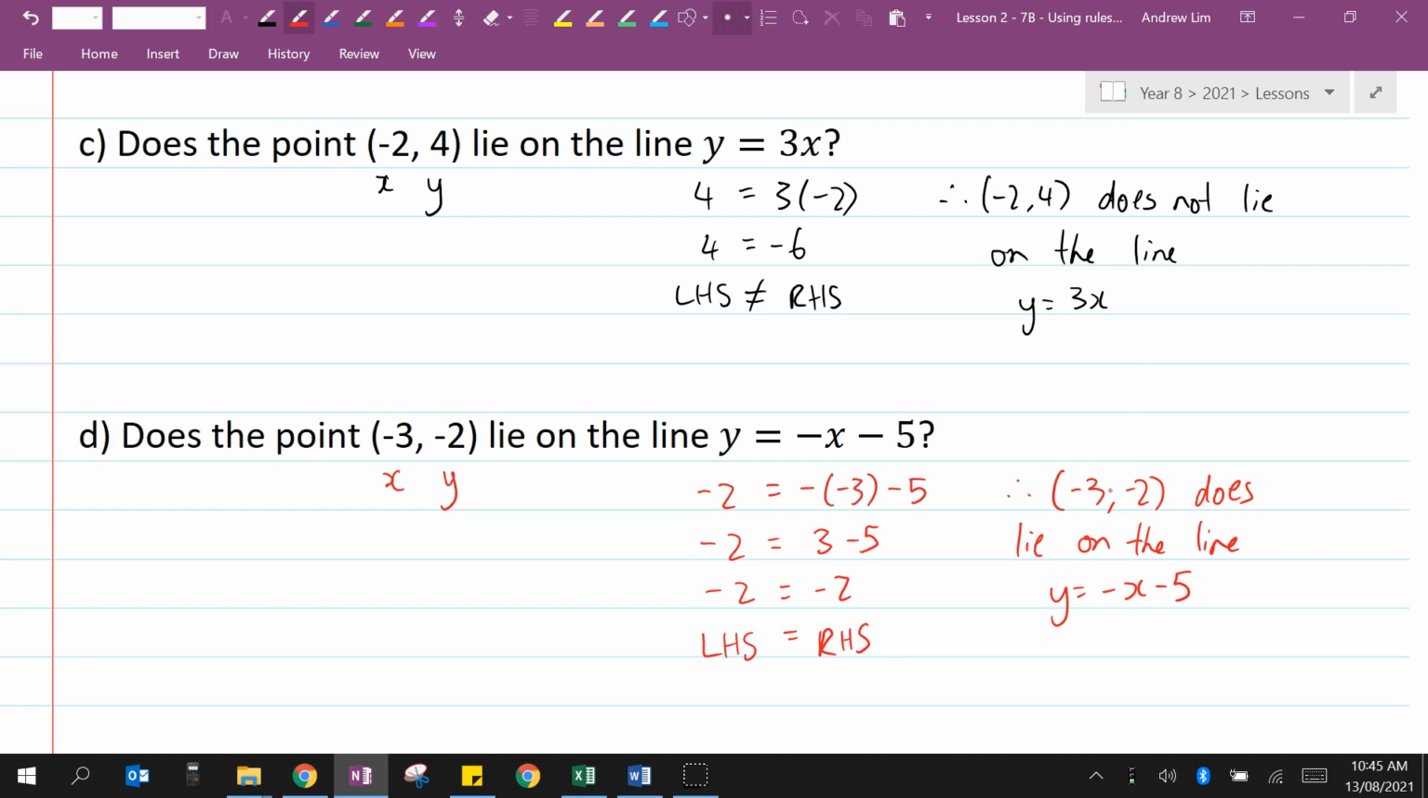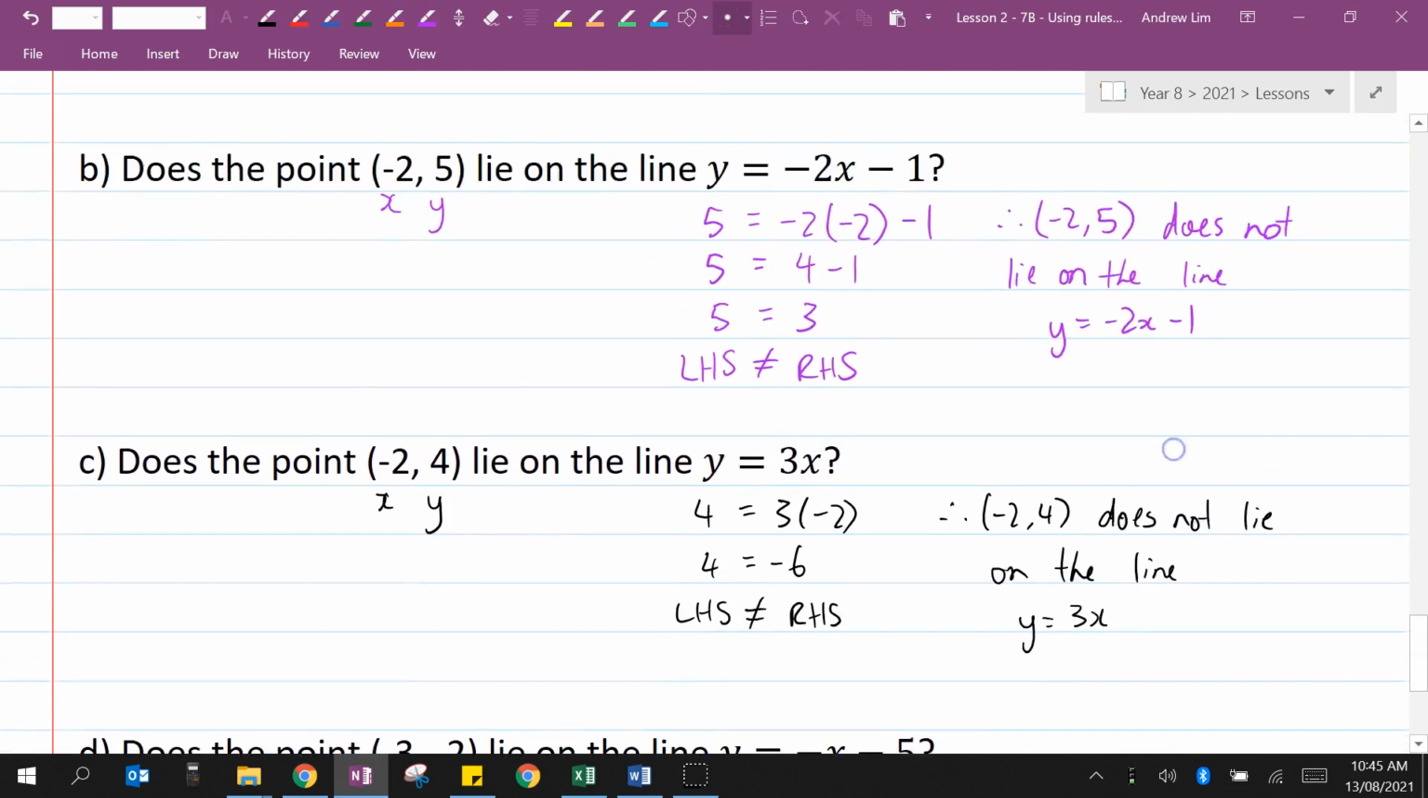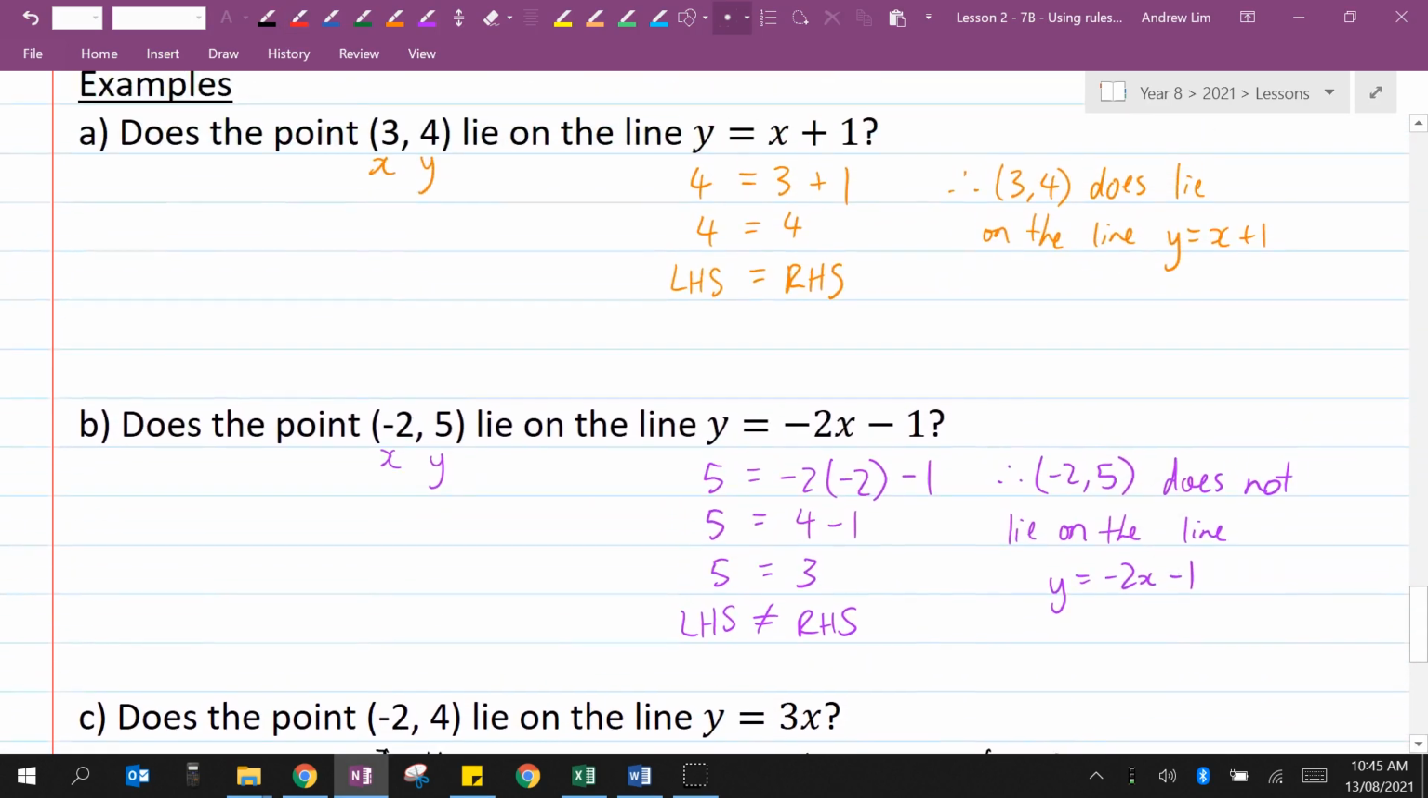Now you might be wondering, what does this all mean? What do you mean by does it lie on the line or not? Let's go back to question A, for example. If I were to graph y equals x plus 1, let's say that's 1, that's 1, 2.